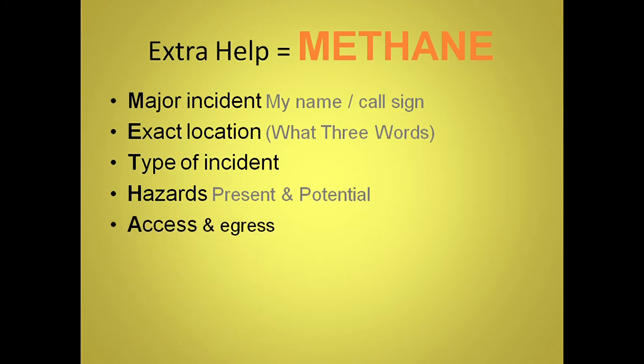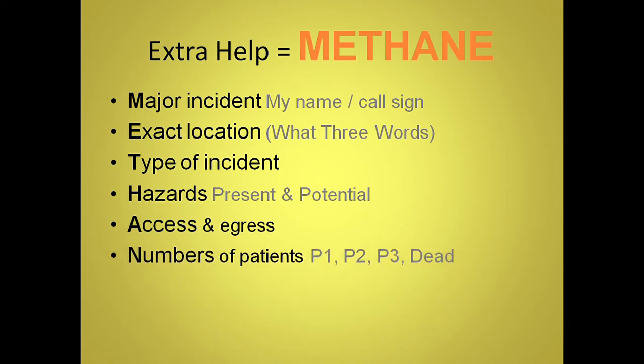Discuss the access and egress points, because you could have a number of emergency services arriving and they need to make sure they don't all congest, and they probably want to set up a one-way system allowing ambulances to the front so they've got easy exit routes to get the patients to hospital.